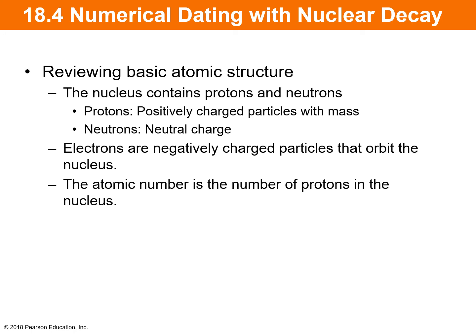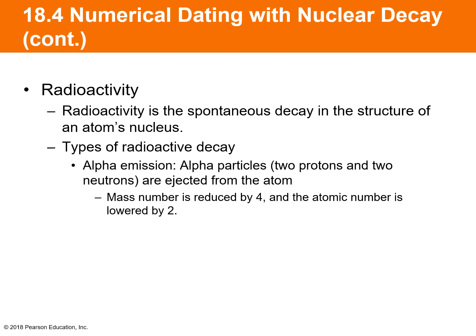So if you recall, the nucleus of an atom contains protons and neutrons. Protons are the positively charged particles with mass, and neutrons are the neutral charged particles with mass, and electrons are the negatively charged particles that orbit the nucleus. The atomic number of an atom is the number of protons in its nucleus. So with all of that in mind, what is radioactivity, or a radioactive atom?